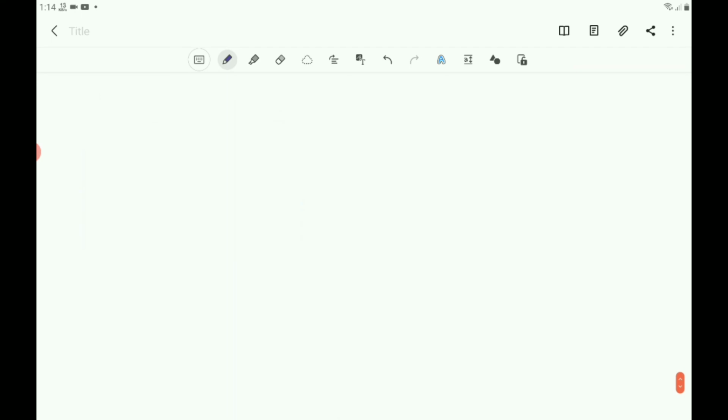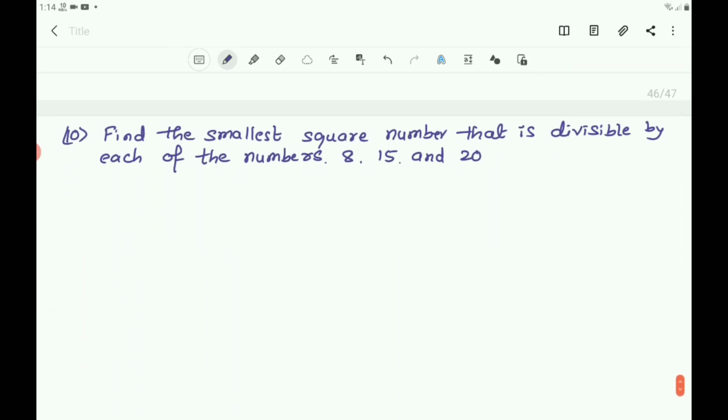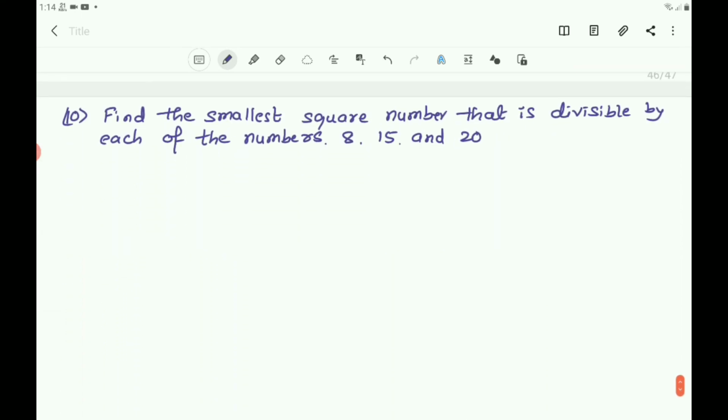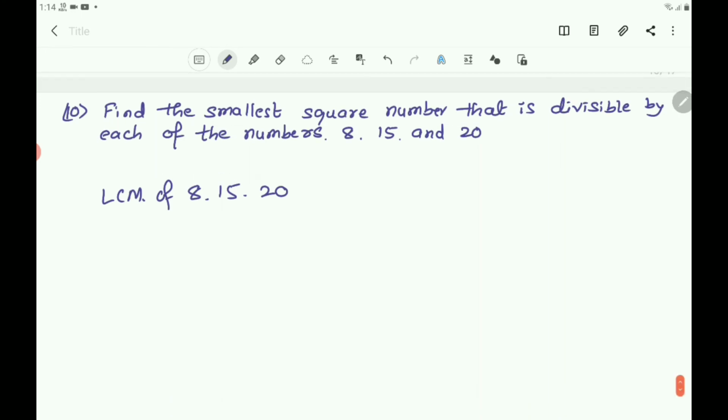Got the answer. Next, let us take one more question, that is the 10th question. Find the smallest square number that is divisible by each of the numbers 8, 15 and 20. Here also, first let us find the LCM of 8, 15 and 20. As usual, find the LCM using the usual method. Take these numbers 8, 15 and 20.